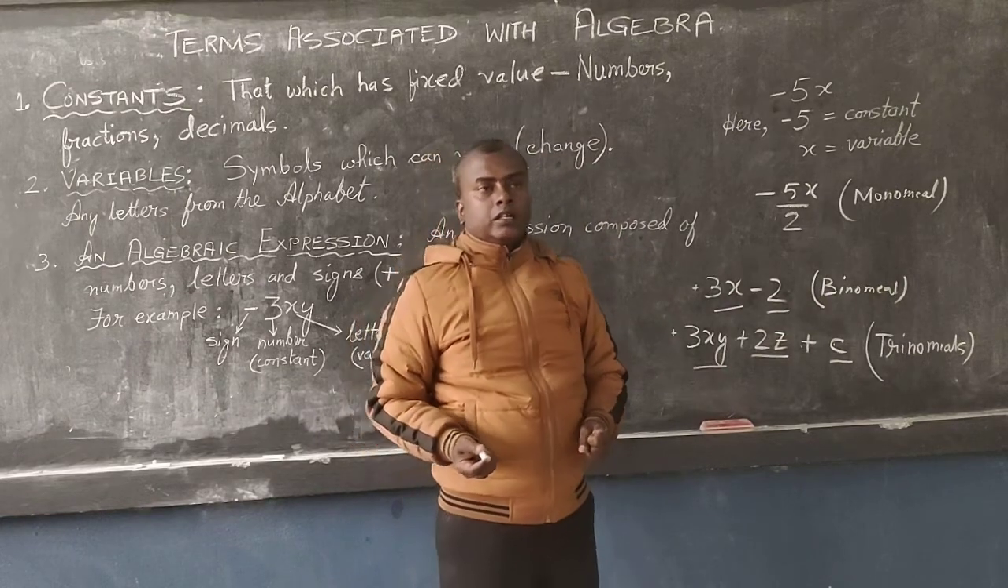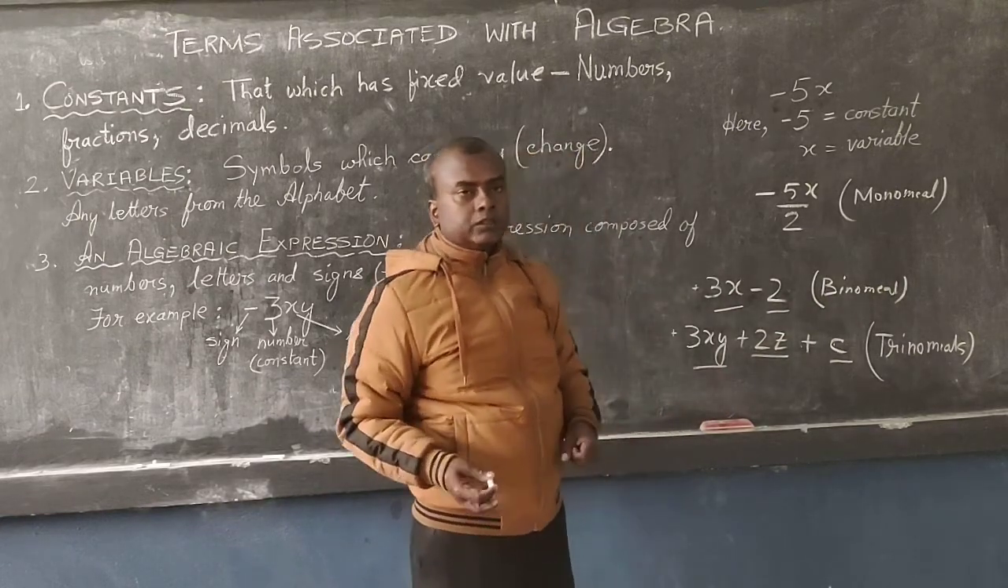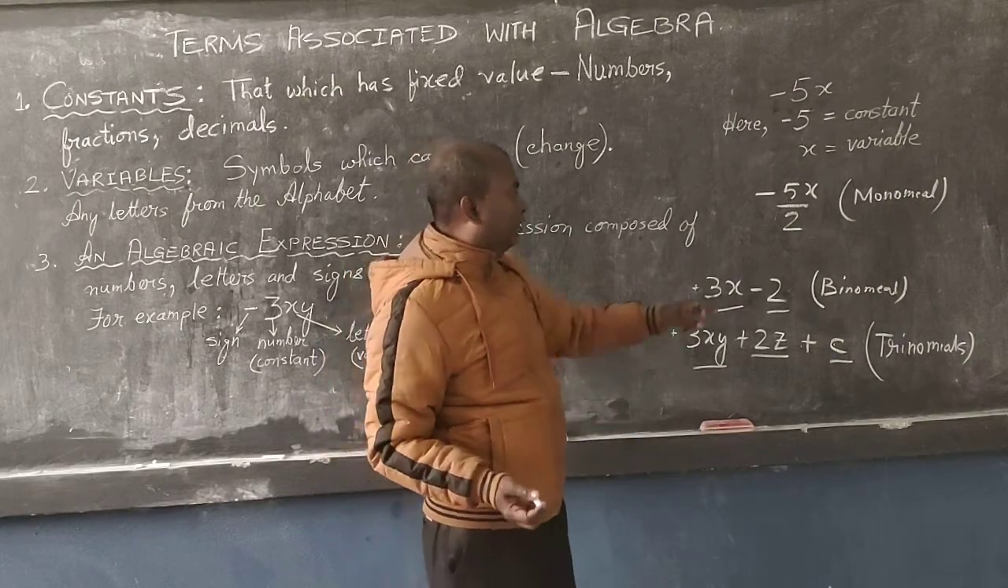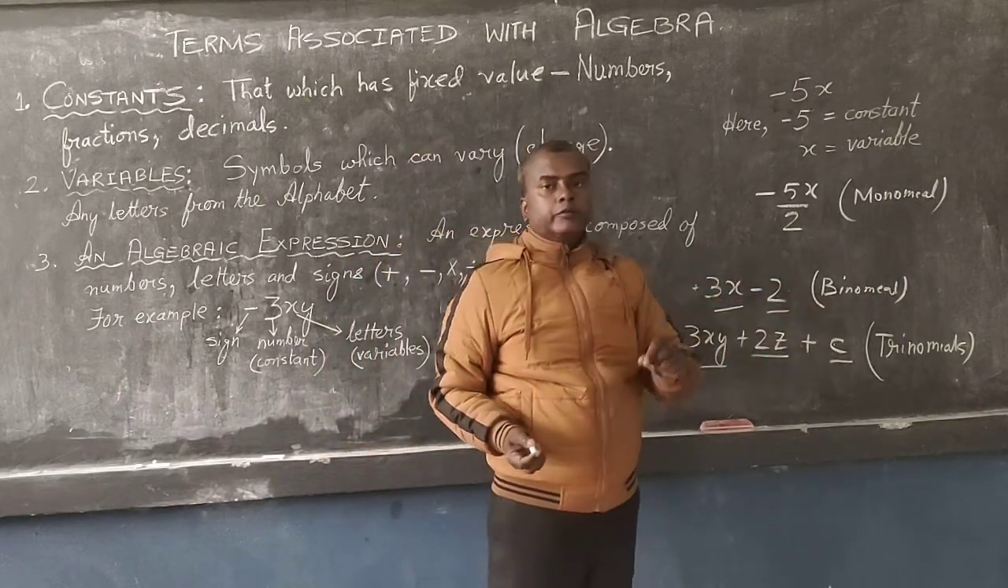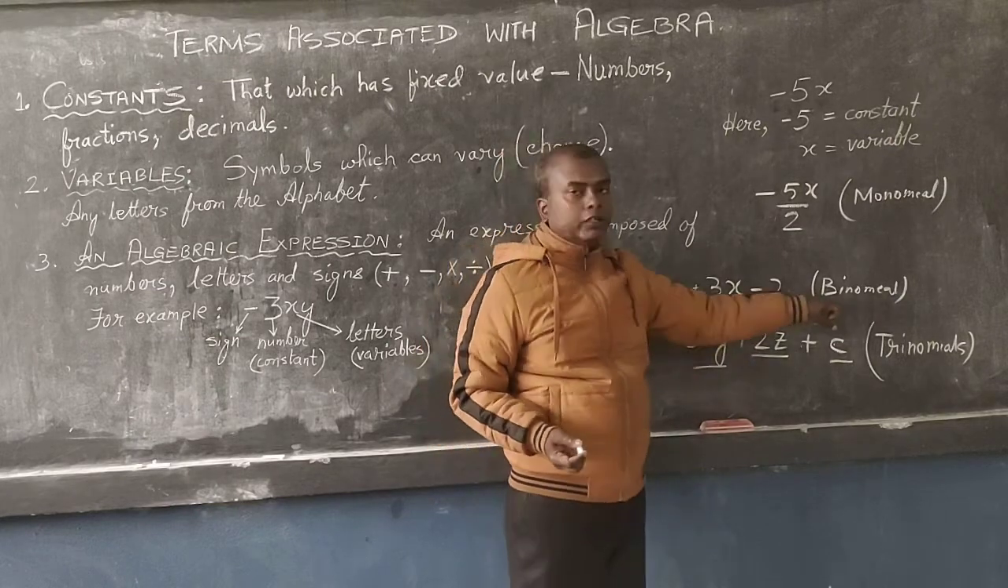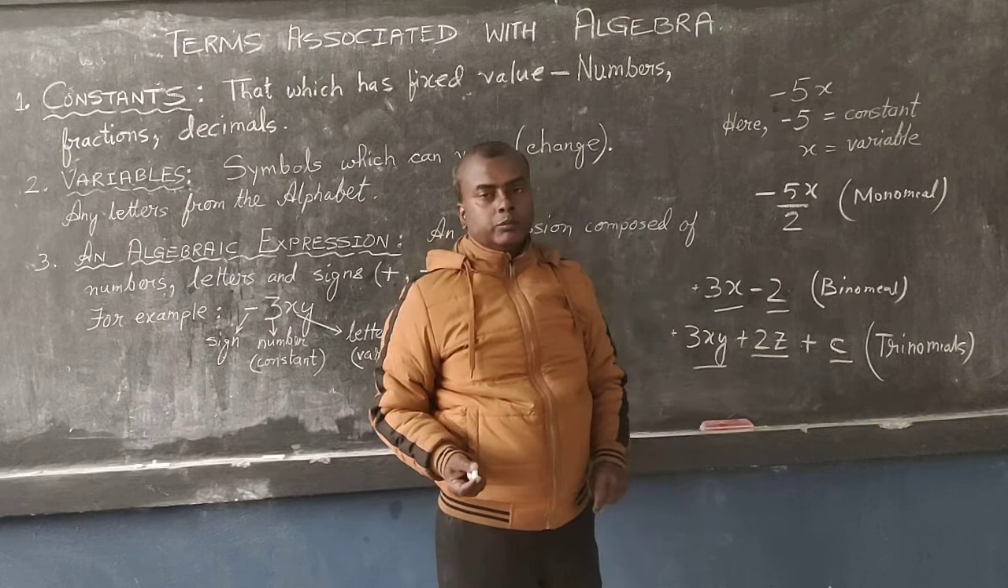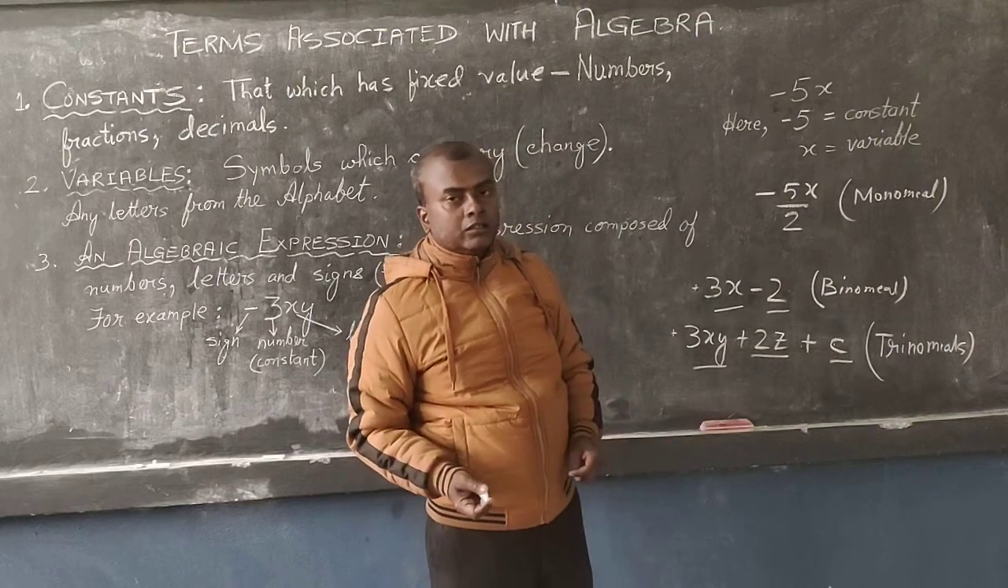Suppose an algebraic expression has 4 terms. It is a polynomial. 5 terms, polynomial. It's only that for 2 terms and 3 terms we have a fixed name. For 2 terms we call the polynomial a binomial. For an expression having 3 terms we call it a trinomial. Alright.